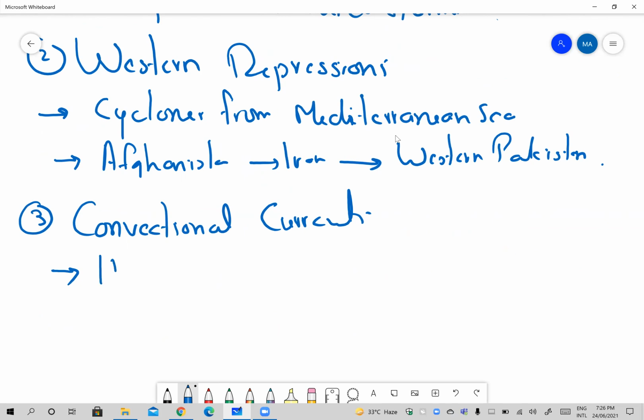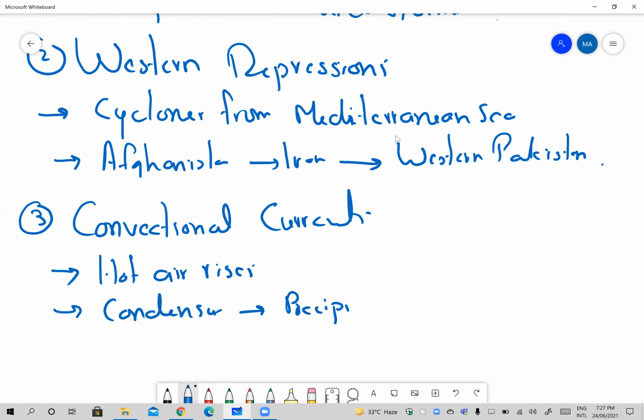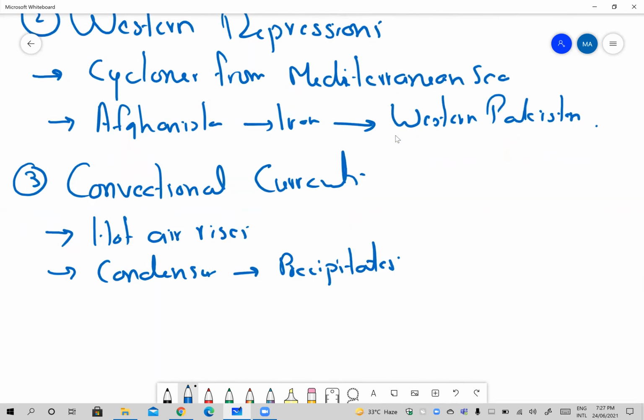Okay, so hot air rises, condenses, and precipitates. So this is what convectional current is. And convectional currents, they can also cause strong winds or thunderstorms.